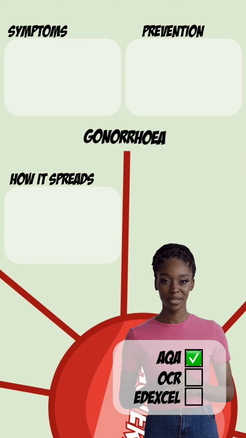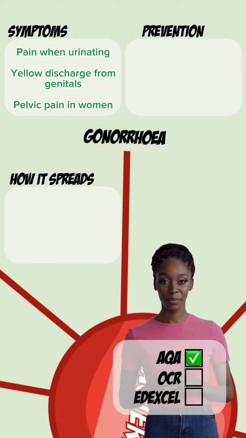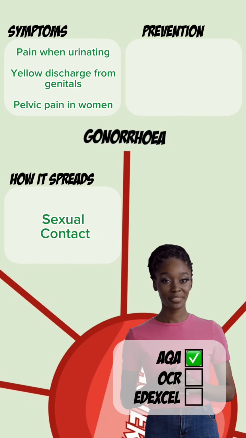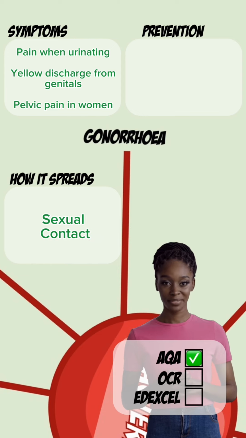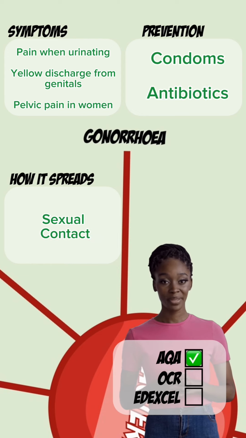Gonorrhea is a sexually transmitted bacterial infection, causing symptoms like painful urination, abnormal yellow discharge from the genitals, and in women, pelvic pain. It's transmitted through sexual contact, and prevention methods include using condoms and treating infections with antibiotics.